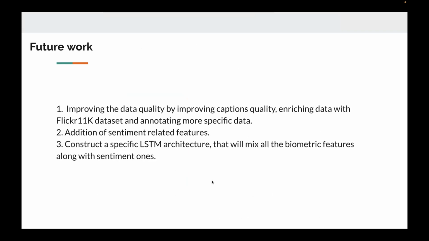So that's it, I guess, two words about the future work. First of all, we are planning to improve data quality by improving caption quality in the data, with the Flickr 11K data set, and then we need more specific data, also with 5 annotations per image, add some sentiment-related features and build a specific LSTM architecture that will mix all the biometric features with the sentiment ones. That's it, thank you, and I'm waiting for your questions, if any exist.